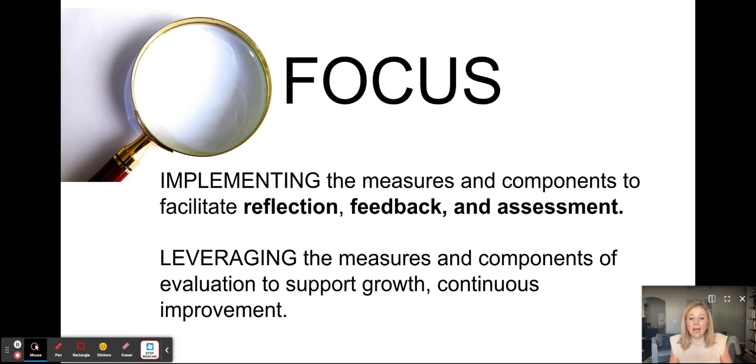And then the second piece is, once we know how these different components do that, how can we leverage them?